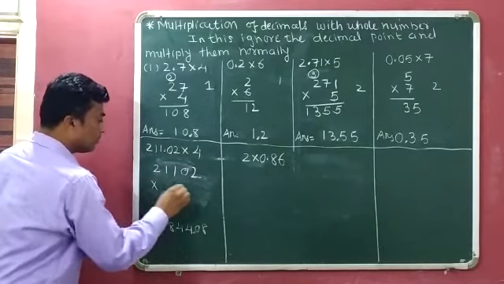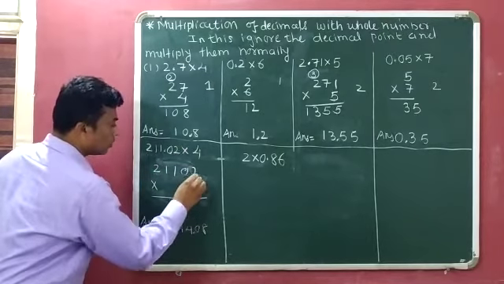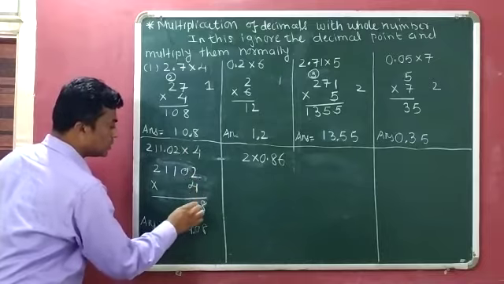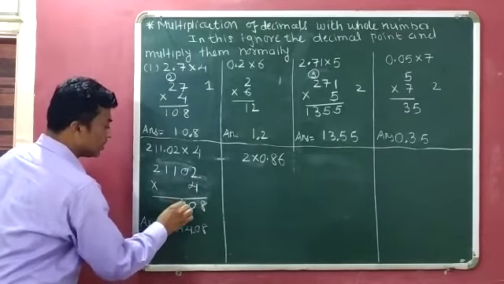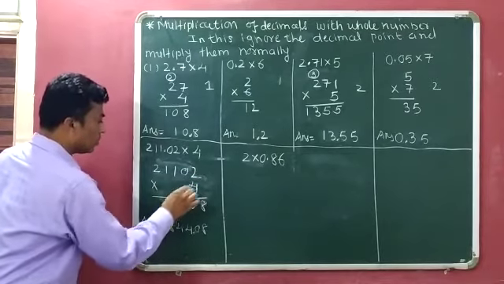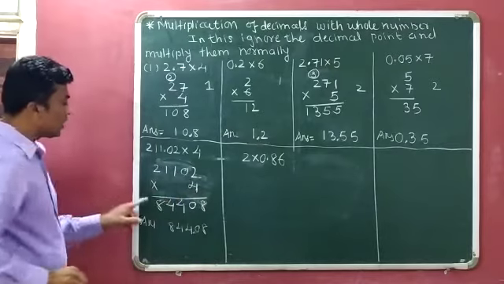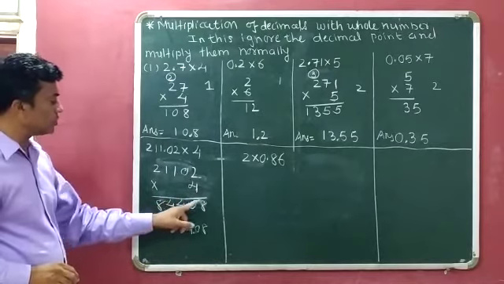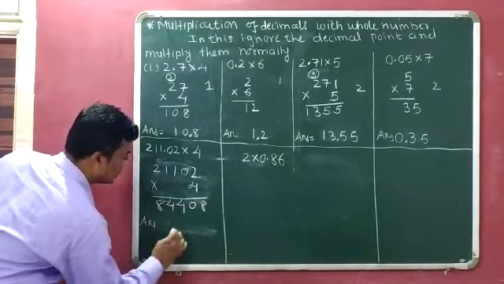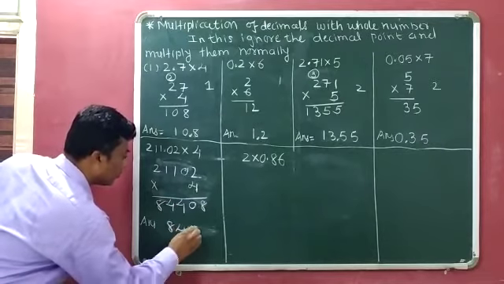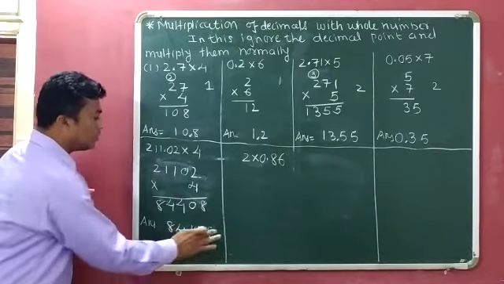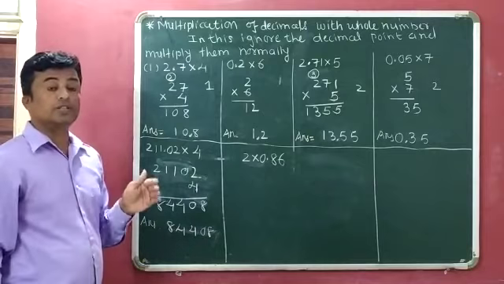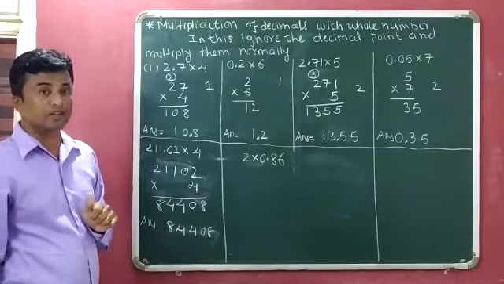211.02 multiply 4. So see children, 4 2s are 8, 4 multiply 0 is 0, 4 1s are 4, 4 1s are 4 and 4 2s are 8. So the answer is 84408. Now we will count the number of digits which are available after the decimal point.